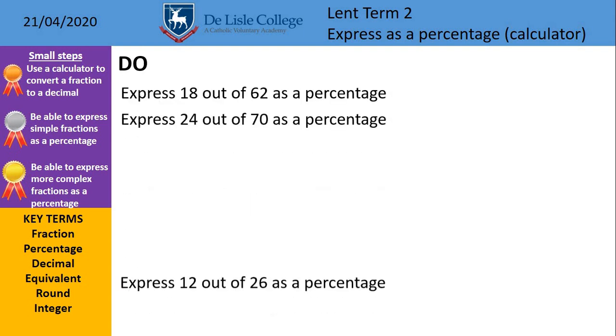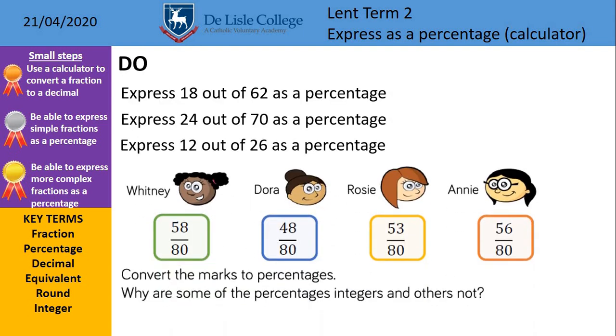Can you have a go at these questions here then? Pause the video while you have a go and then resume playing when you want to mark your work. So the first question, express 18 out of 62 as a percentage. So put in 18 over 62 either with your fraction button or typing in 18 divided by 62 equals. Then you must remember to multiply by 100 and hopefully get out 29% to the nearest integer.